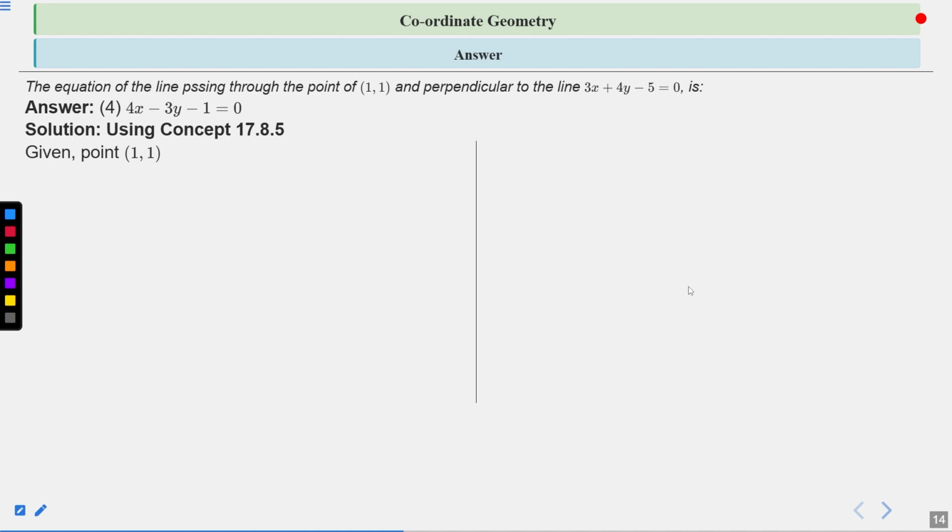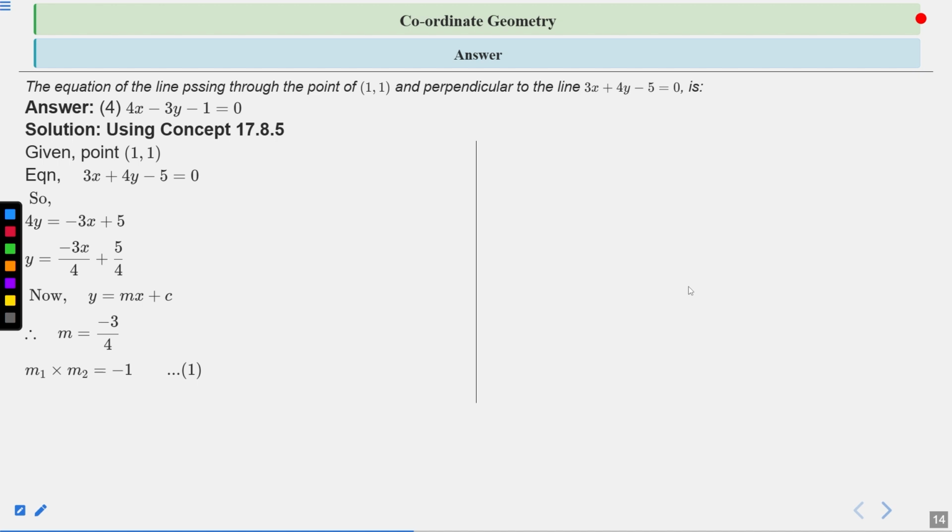The given point is 1, 1, through which the line is passing. The equation is also given, which is 3x plus 4y minus 5 equals 0. So 4y will become minus 3x plus 5. Dividing by 4, y becomes minus 3 upon 4 x plus 5 by 4. Now we know that y equals mx plus c. So m we get is minus 3 by 4. So m1 into m2 equals minus 1. This is our equation 1.